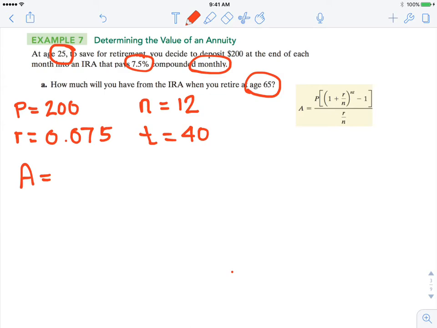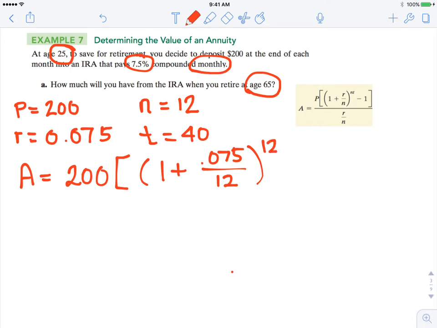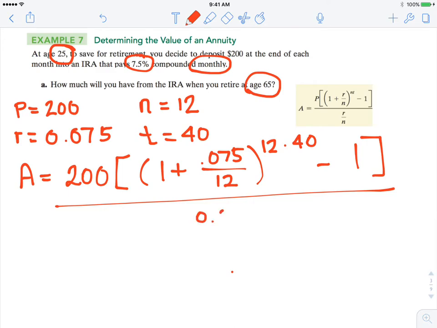A will be our end amount. So $200 is what you're investing every month. Then the interest rate as a decimal. Number of compounds per year, 12 because it's monthly. Again, 12. The number of years is 40, and the exponent is 12 times 40, minus 1. And then all over that interest rate again over the number of compounds. My suggestion is that you would not substitute this all into your calculator in one shot.